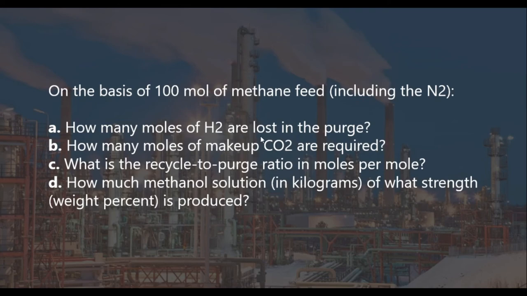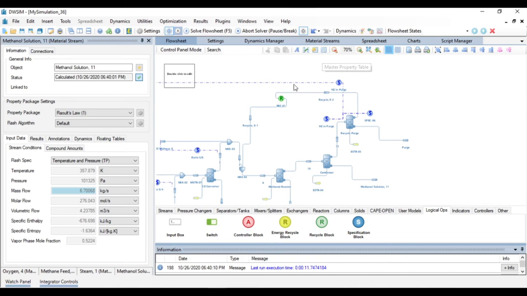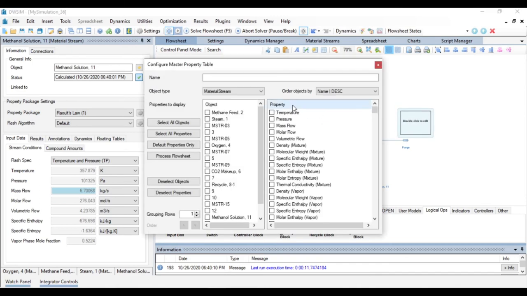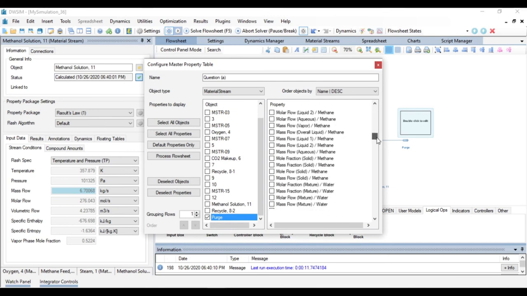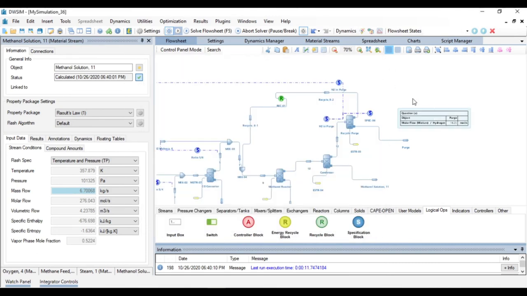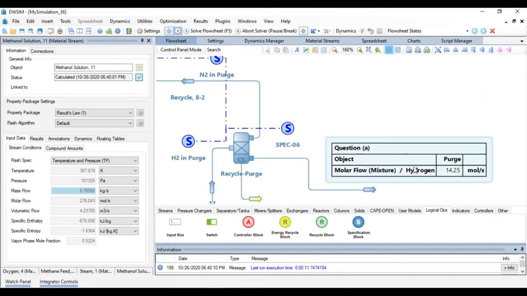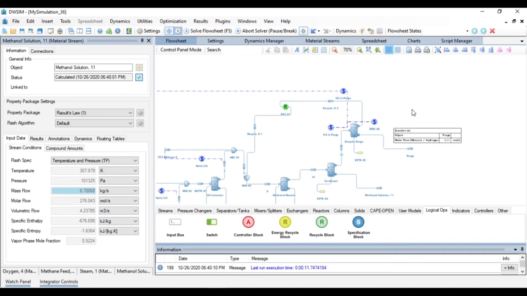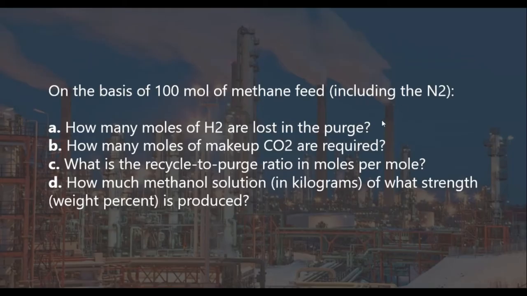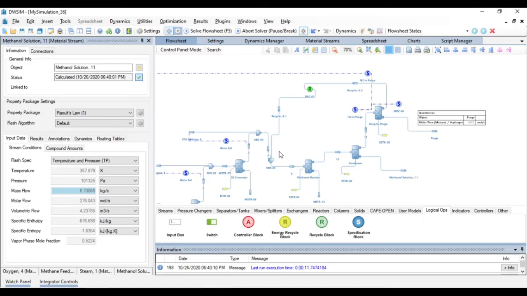How many moles of H are lost in the purge? So we'll add a master property table here, the purge. So we'll click this. This is question A. Then we'll select the purge object, and the property here, we will select the H2, the hydrogen, the molar flow of hydrogen. Okay, so the answer is 14.25.